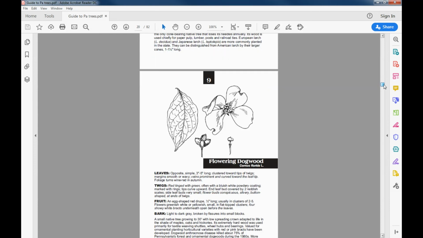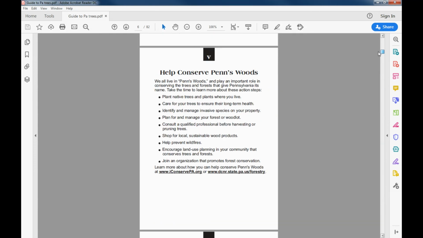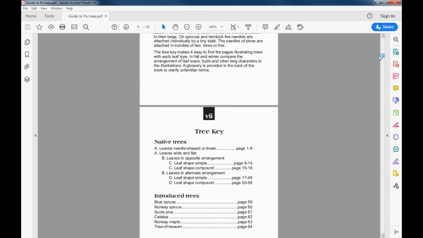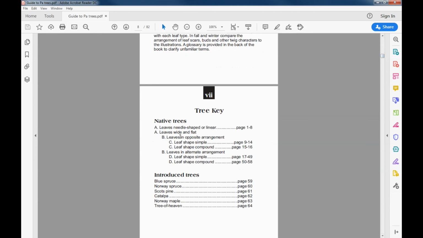As we move down to the next one, number 9 is the flowering dogwood. That would be leaves that are wide and flat. So if the leaves are wide and flat, it's going to be somewhere on pages 9 through 58. There's a lot of different trees that are there. So we want to further break those down a little bit.